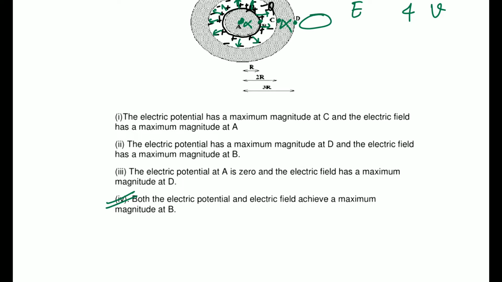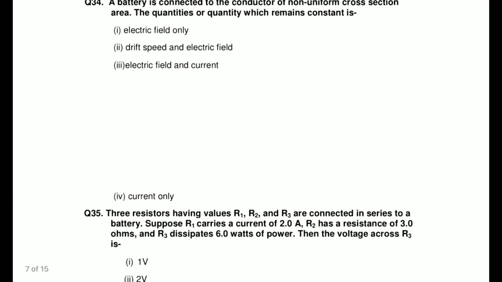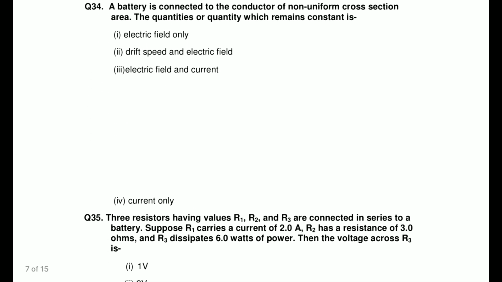I hope that is understandable. Yes. Okay, let's move to our next question. This is question number 34. Let's look at question number 34. A battery is connected to the conductor of non-uniform cross-section area. The quantities or quantity which remain constant.